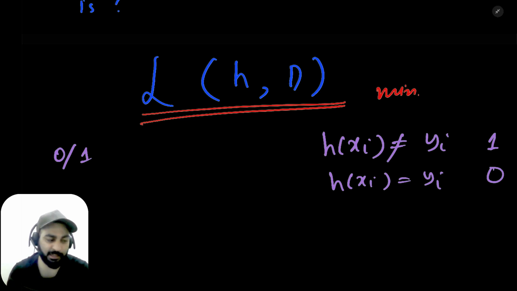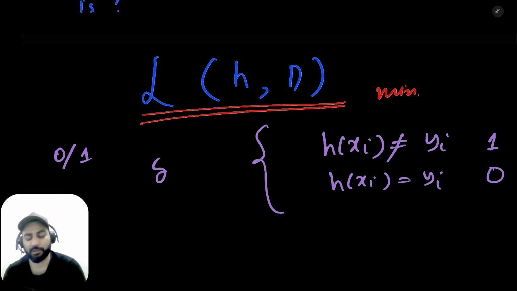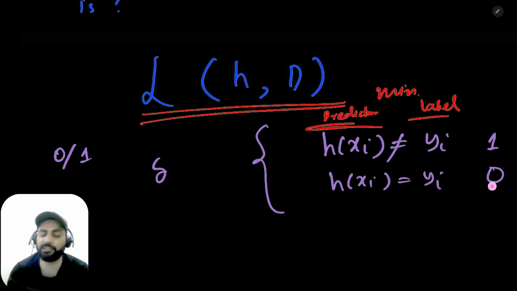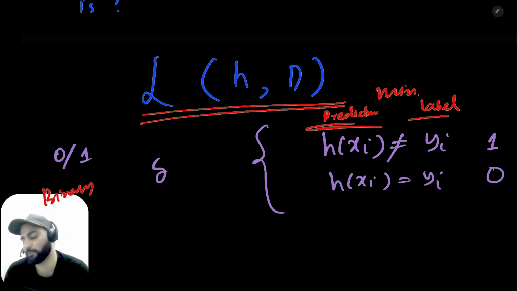Is it clear? So this is a function, and let me call this function delta. This is how delta is defined: if h of xi is equal to yi, that means the prediction is equal to the label, then we say zero, there is no loss. That's why it's called binary loss or 0-1 loss. There is loss or there is no loss. Let's suppose we have 10 data points, and for one of these we got the right answer, then for the other 9 it did not get the right answer.